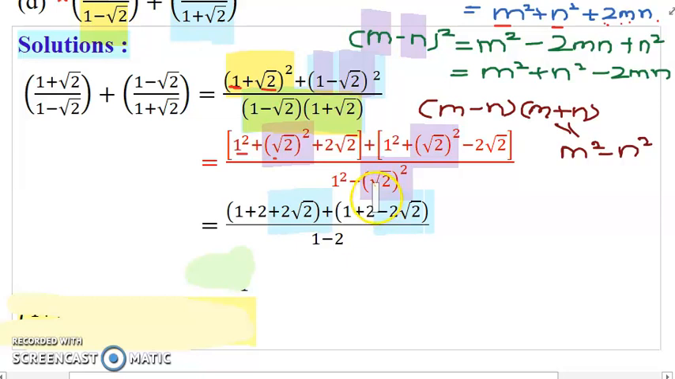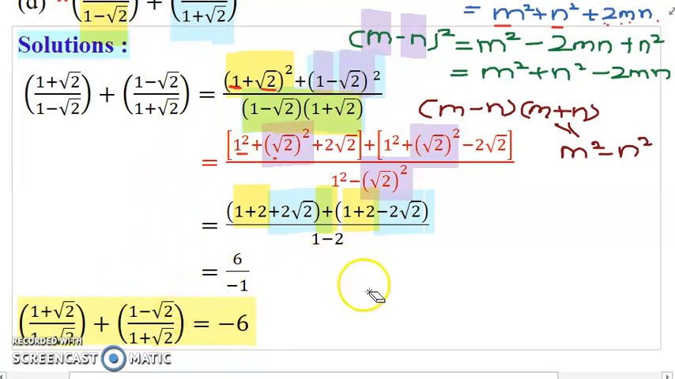As a result, in the numerator, we don't have the square root term anymore. Whereas the rational numbers are 1 plus 2 plus 1 plus 2, which gives 3 plus 3, and so I have 6 in the numerator after I simplify. The denominator, 1 minus 2, gives me negative 1. As a result, I simplify further, and this is as simple as negative 6 as its final answer.